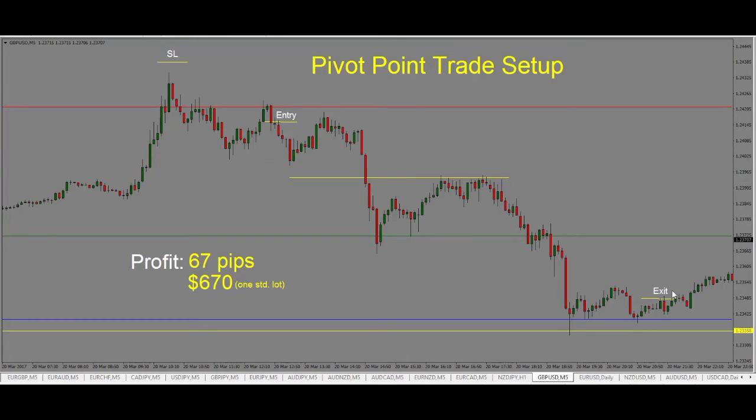So from our entry to exit here, we have 67 pips in the trade, which would be a profit of $670 if trading one standard lot.